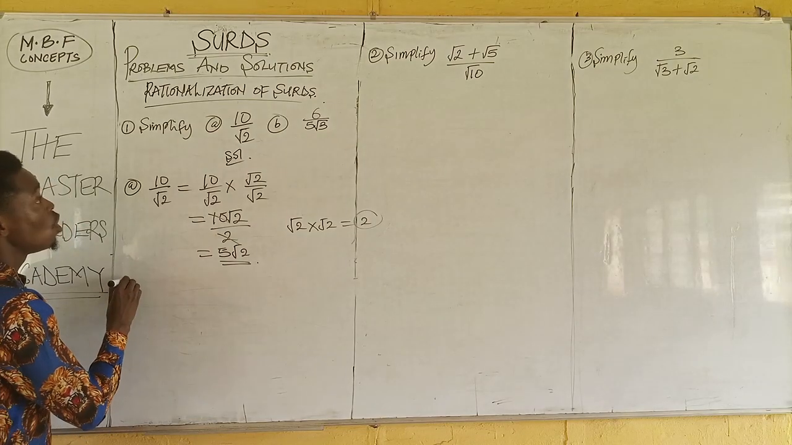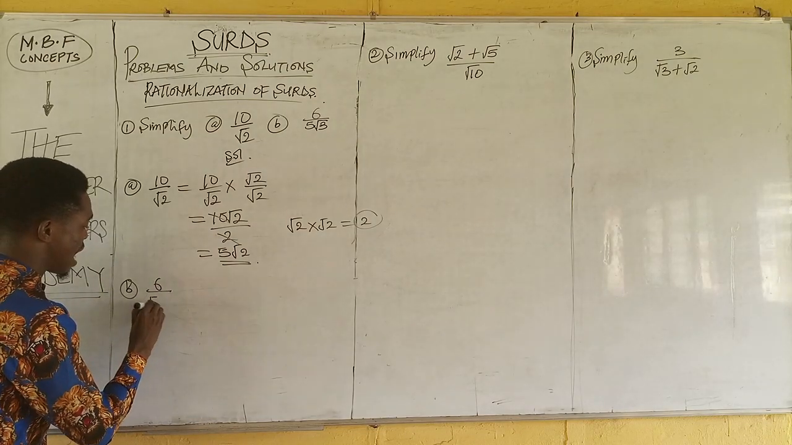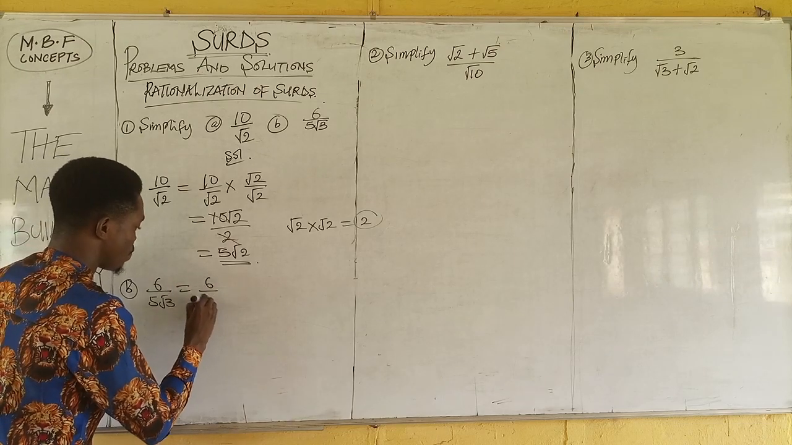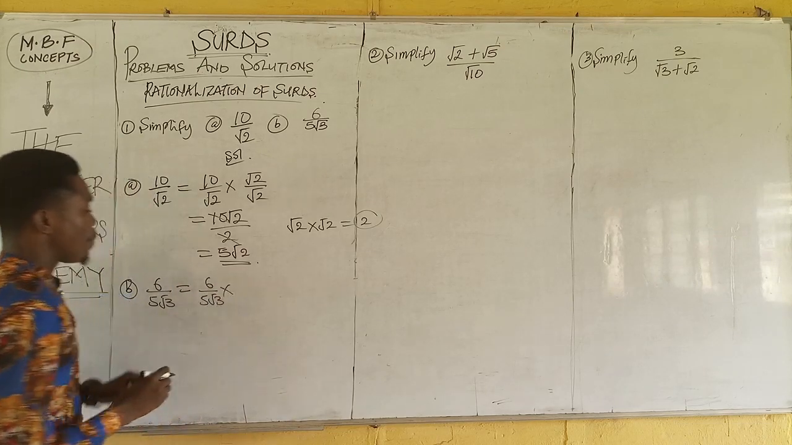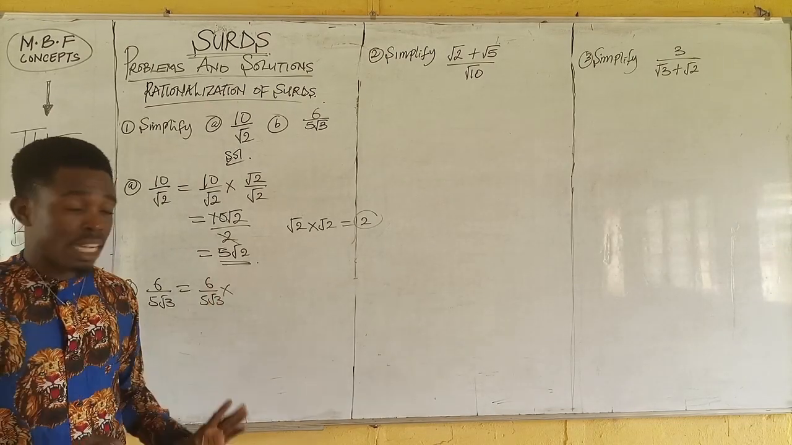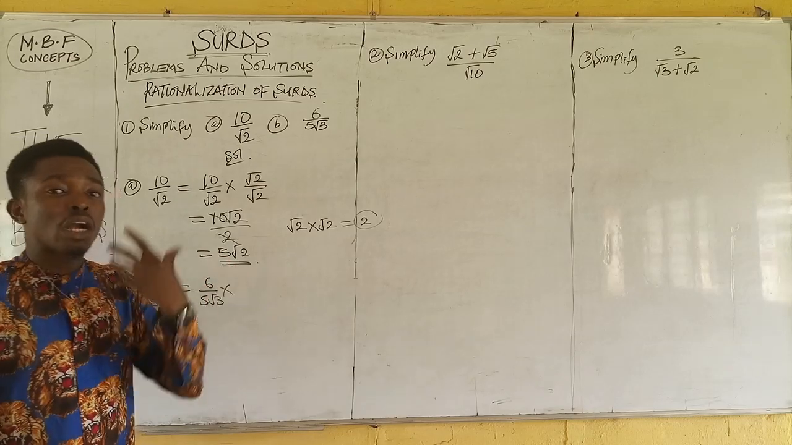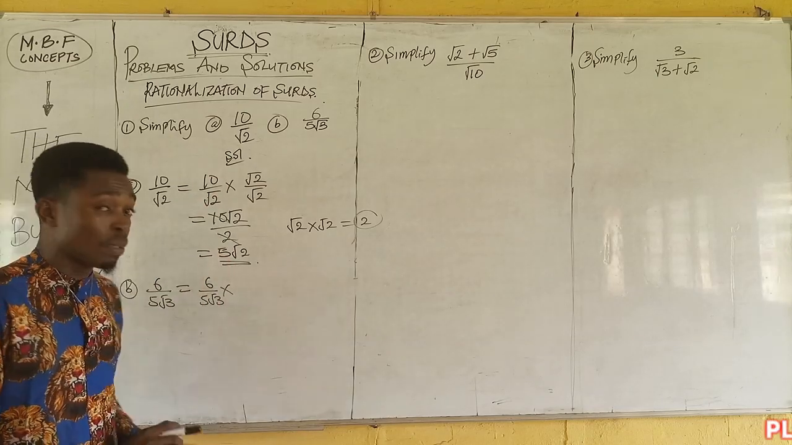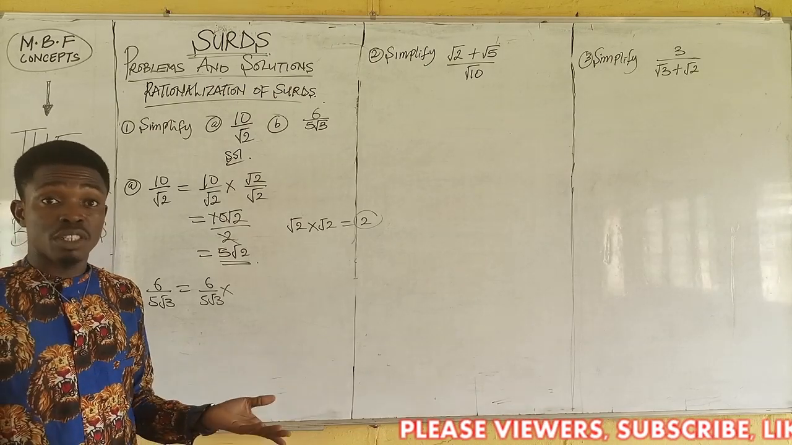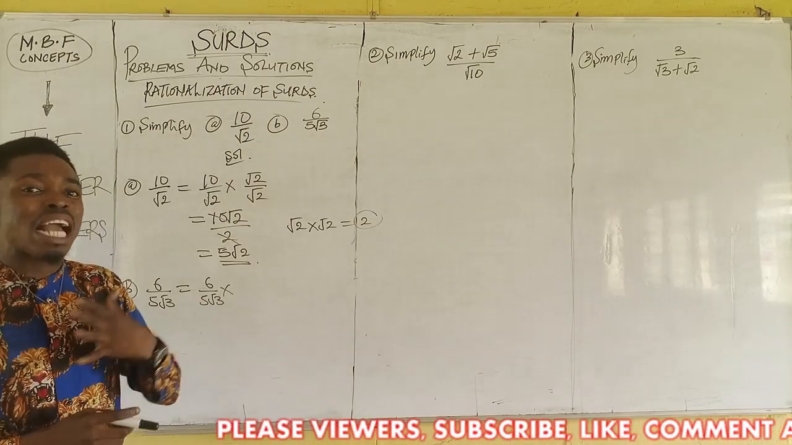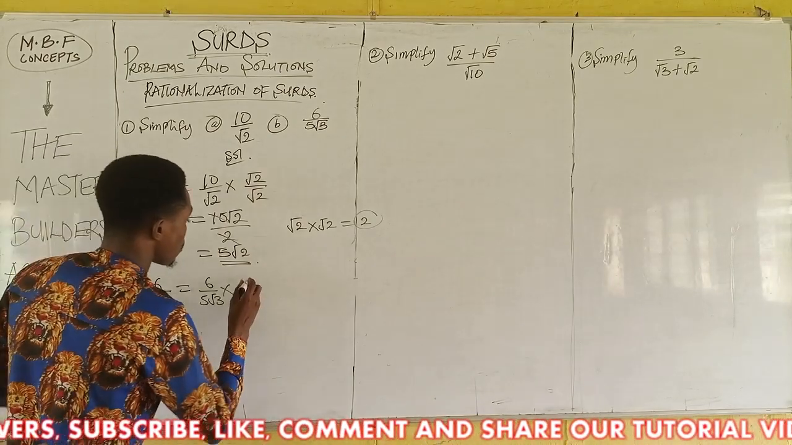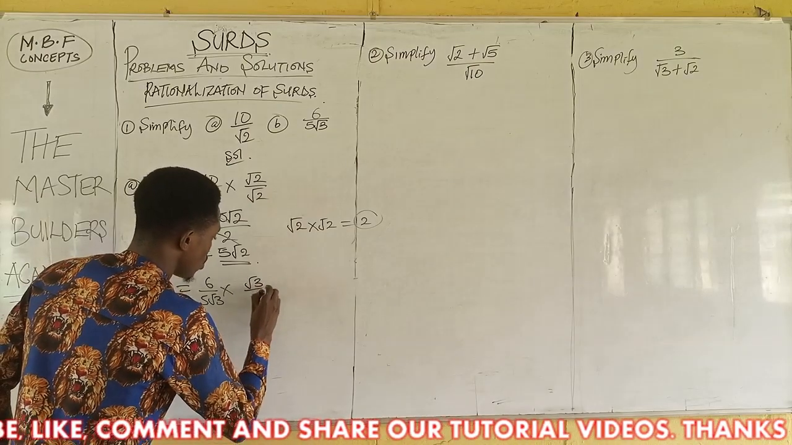Then B, we had 6 over 5 root 3 is equal to 6 over 5 root 3 times, now at the denominator here, we have root 3 as the surd. This 5 is a constant, right? So we are going to be multiplying both the numerator and the denominator with what, guys? With root 3, not 5 root 3. But you can decide to use 5 root 3 because the 5 will still cancel out. But we are focusing only on the roots. Okay? So we are simply going to say root 3 over root 3.